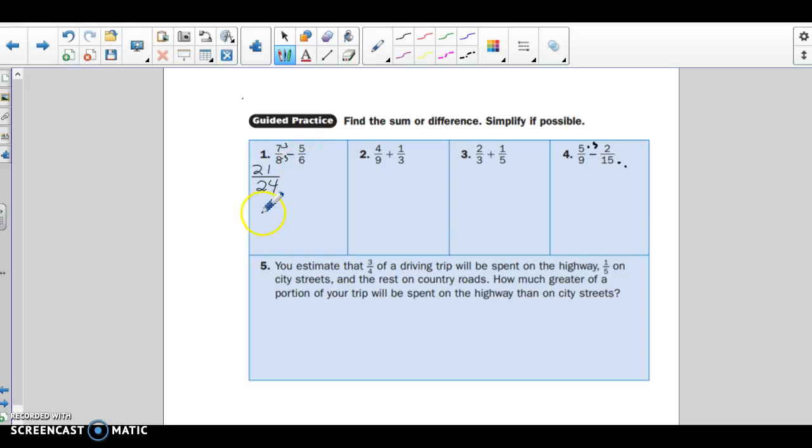All right. What about 6? Multiply by 4 to make 24. What you do to the bottom, you must do to the top. 5 times 4 is 20. Now can we subtract these two? All right, 21/24 take away 20/24 is 1/24.